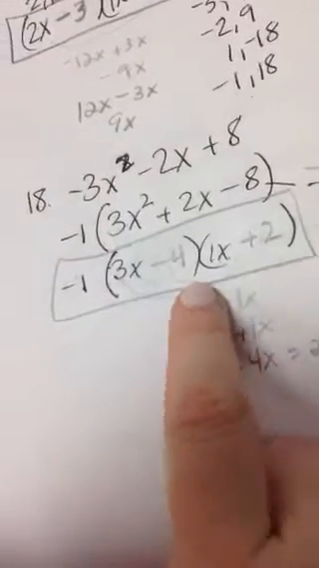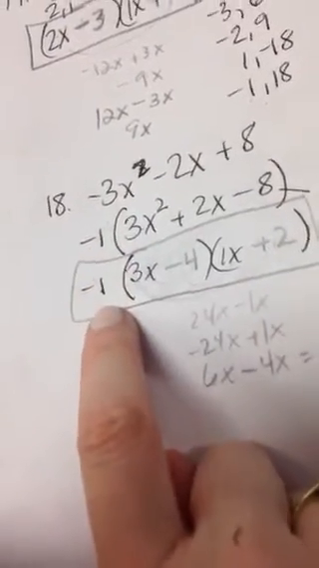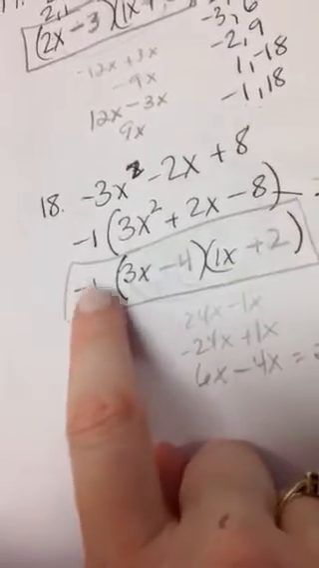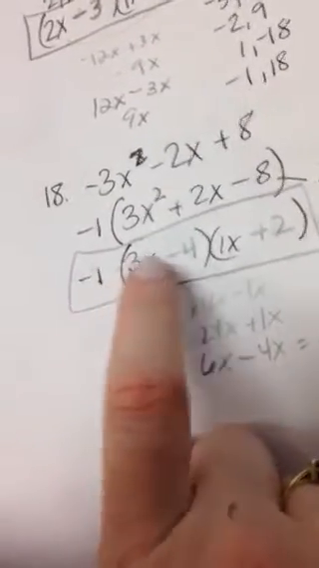Now when I go to circle my answer, remember, negative 1 is part of the answer. It's one of the factors. So that is part of the answer, not to be excluded. Negative 1 times 3x minus 4 times 1x plus 2.